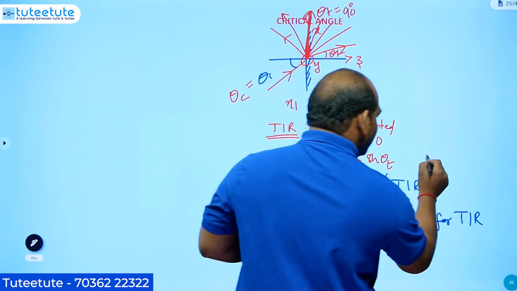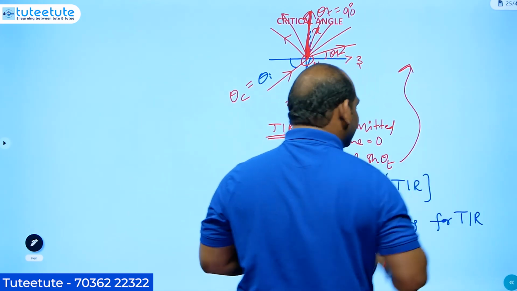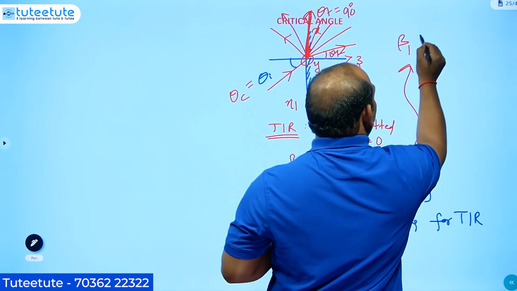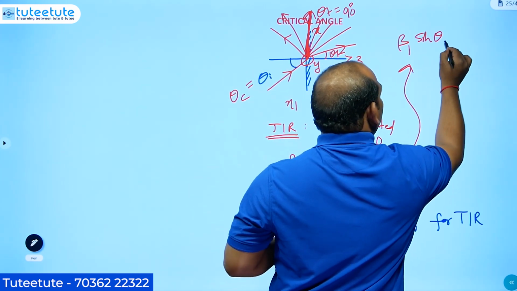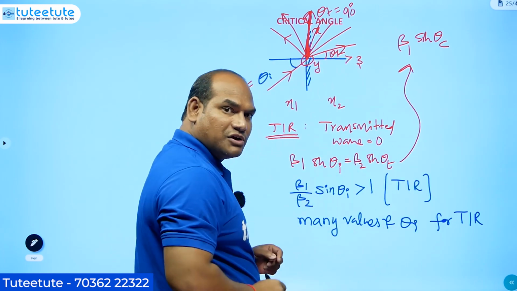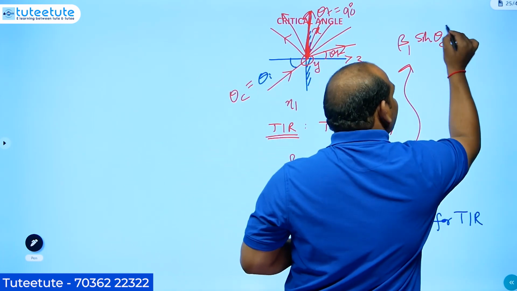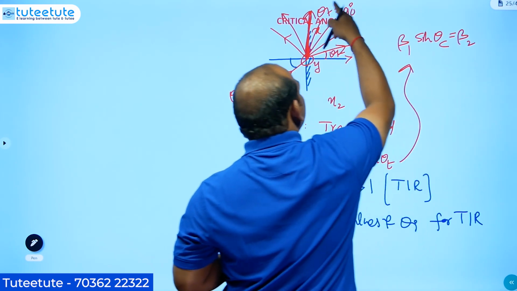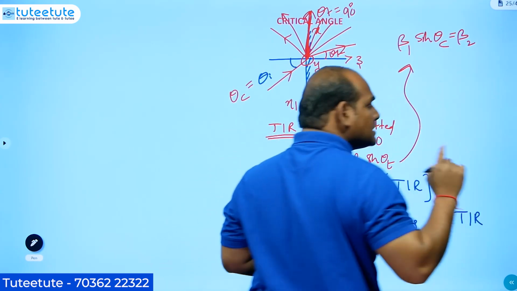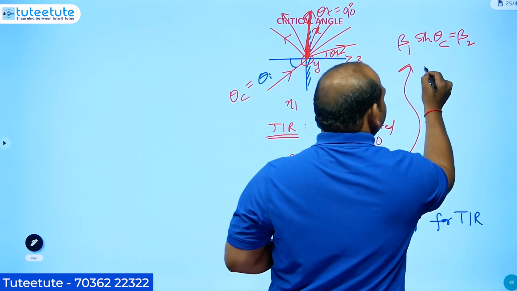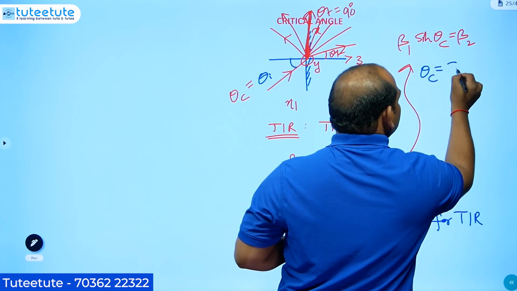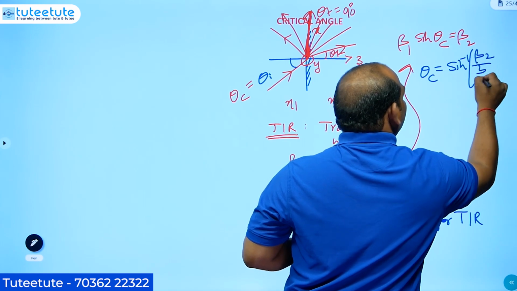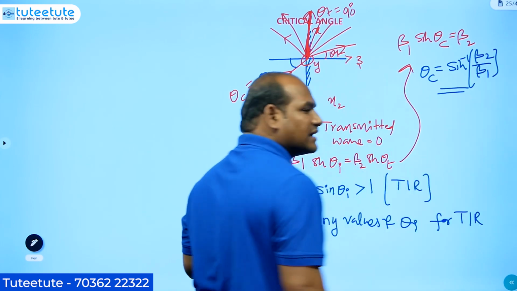If you substitute these details in this equation, what will happen? I am looking for the critical angle, so theta I is equal to theta c. Whenever you keep theta c here, the angle of transmission is equal to 90. That means sin 90 is 1. So what is the theta c formula? Theta c is sin inverse of beta 2 by beta 1. This is the critical angle information.